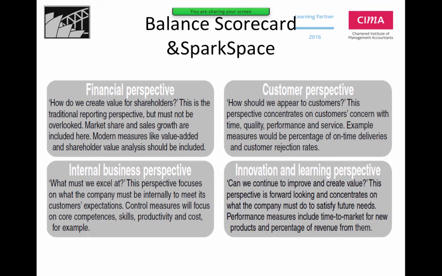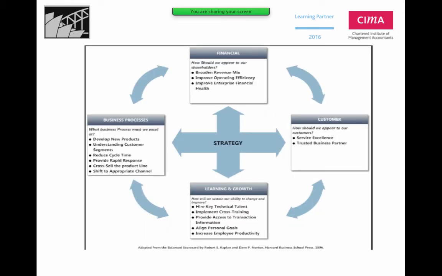Balanced scorecard is another one that they ask you. They ask you about KPIs as well. So you need to understand what your balanced scorecards are in this case. What are the 4 quadrants? What kind of KPIs can come into these 4 quadrants? And I've given some KPIs. For example, from a customer perspective, you look at service excellence, trusted business partner, and the KPIs for that.